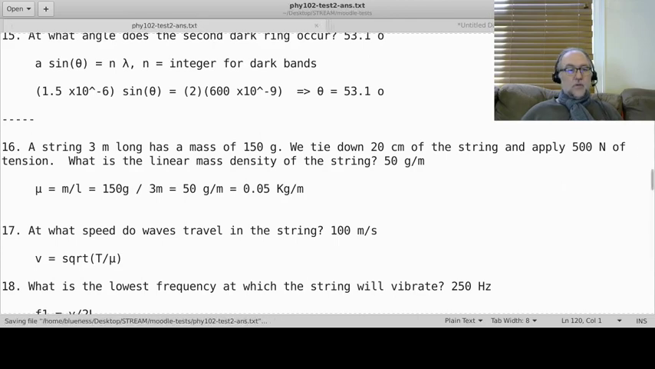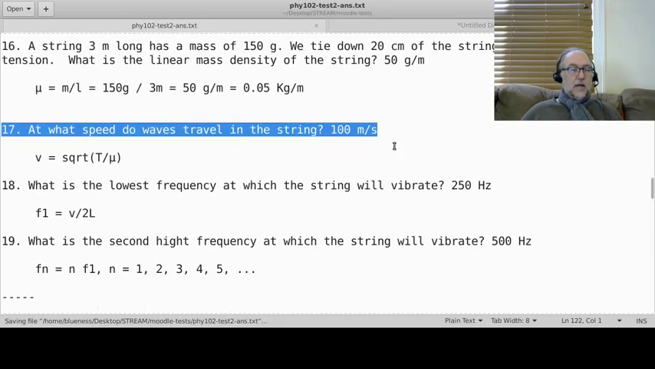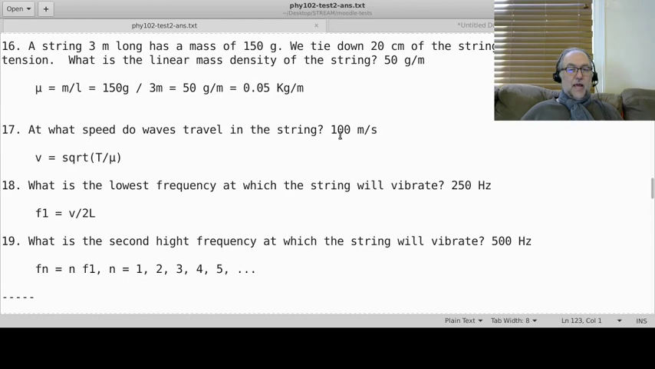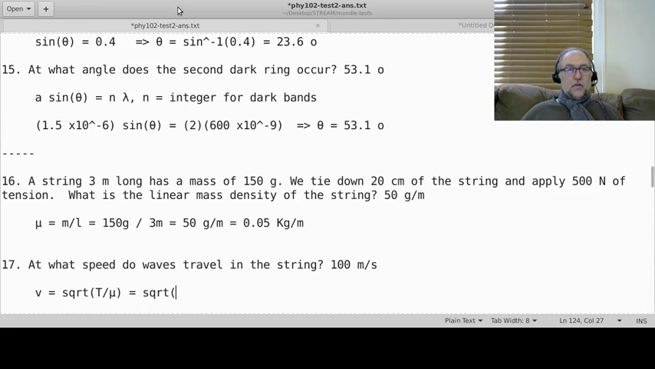Okay, so the next question is, at what speed do these waves travel? The answer was 100 meters per second, and that's obtained by just doing the square root of the tension divided by the linear mass density. Well, we have the tension. I gave it to you as 500 newtons right up here. You can see it there, 500 newtons.